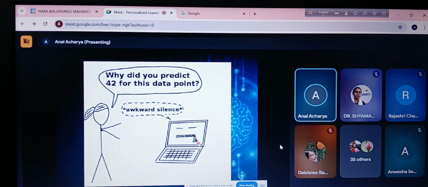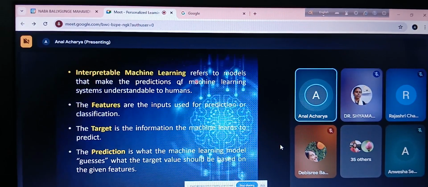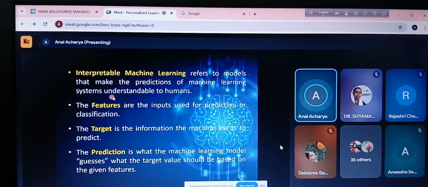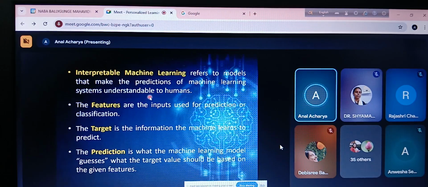But if there is an XAI, then of course, why the person is getting 42, there should be a satisfactory reply. So, interpretable machine learning refers to models that make the predictions of machine learning systems understandable to humans. Understandable to humans. That means I am making some interpretation.